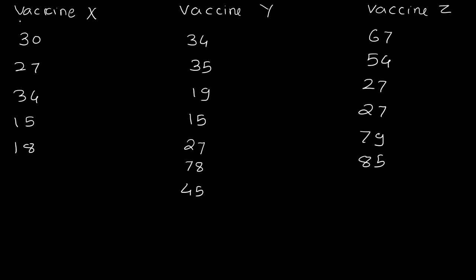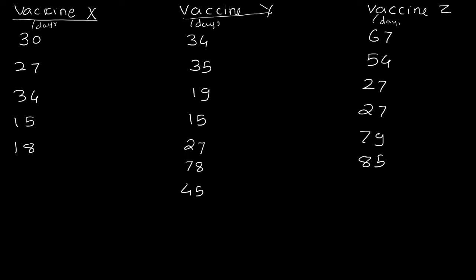Okay, so in this case, the time required by vaccine X for complete immunization is listed for 5 people. This is in days, and all the data is in days. When these 5 people were tested with vaccine X, the first person required 30 days for complete immunization. The second person took 27 days, the third person took 34 days, the fourth is 15 days, the fifth is 18 days. So it was only tested on 5 people.